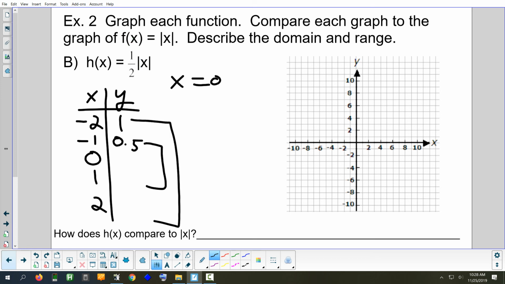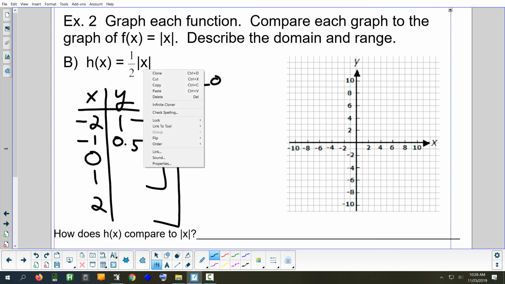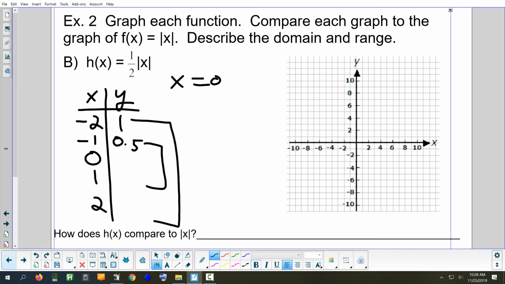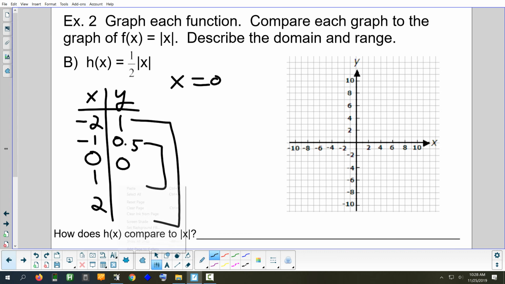What's the absolute value of 0? 0. And what's half of 0? Still 0. What's the next one going to be? 0.5. And the next one? 1. Now, let's graph those points.